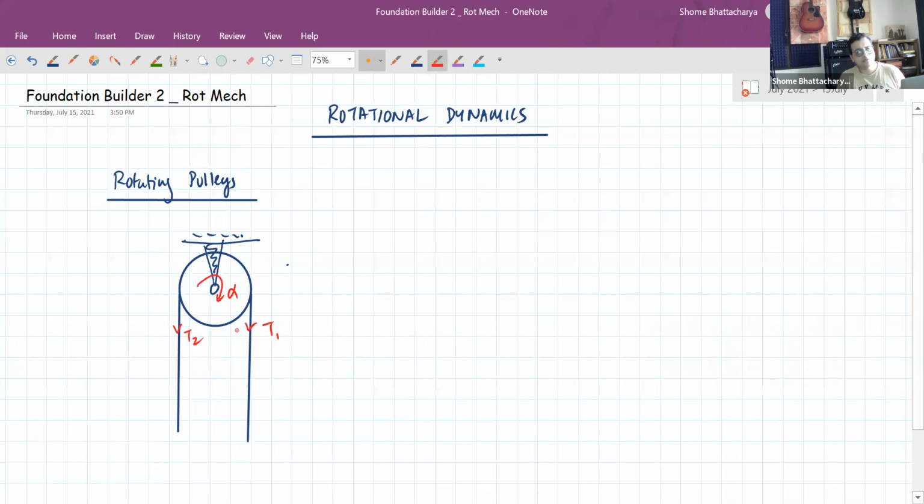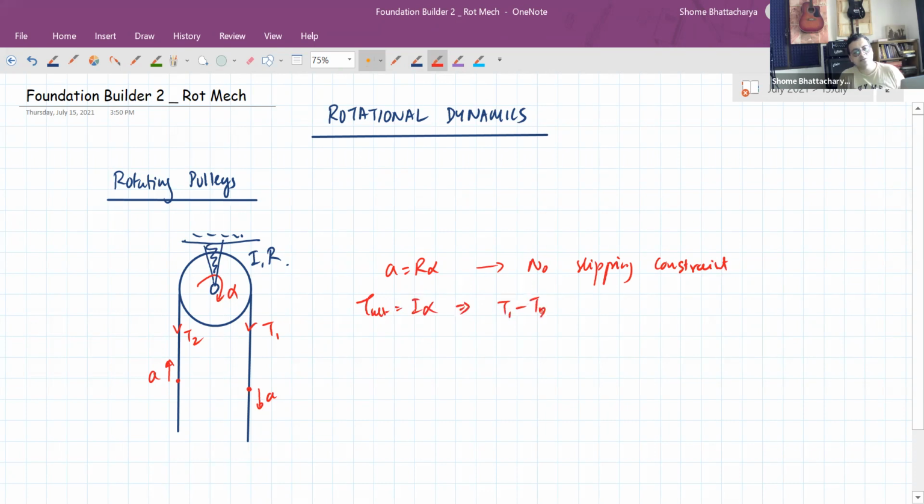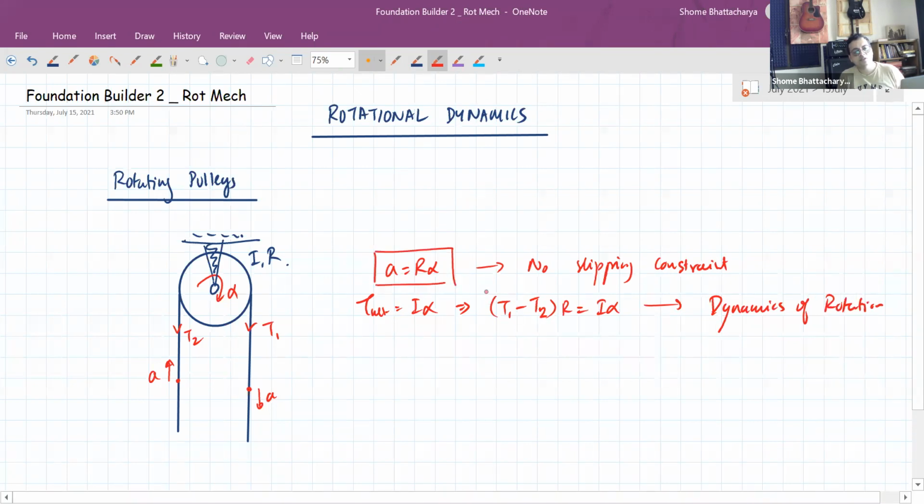And it also means that the downward acceleration of any point on the string here, or the upward linear acceleration of any point on the string here, will be related by this constraint relation. The pulley has moment of inertia I and radius r. So this is the no slipping constraint relation. And net torque is equal to I alpha, so that over here becomes (T1 minus T2) into R is equal to moment of inertia into alpha. So this is the dynamics of rotation for the pulley. These are the two equations that come into play, given the nature of the pulley, which is a rotating pulley, and the condition that the string is not slipping.